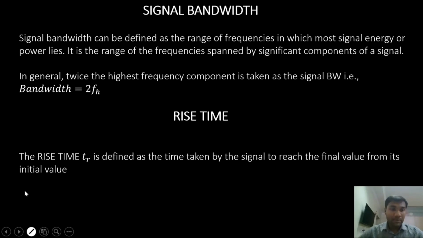Rise time is denoted by T subscript R and is defined as the time taken by the signal to reach the final value from the initial value. How much time the system or the signal takes to go from its initial value to the final value, that is called rise time.